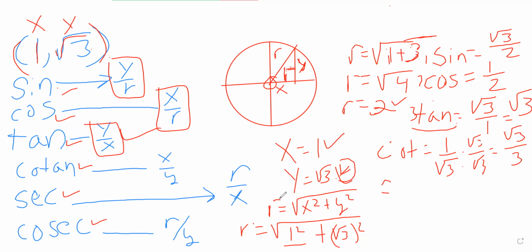Now we can do secant. Secant is really the reciprocal of cosine, or really r over x. We know r is 2, and x is 1, so 2 over 1, which equals 2. Even if you do the reverse of cosine, which is 1 over 2, the reverse is 2 over 1, which equals 2.